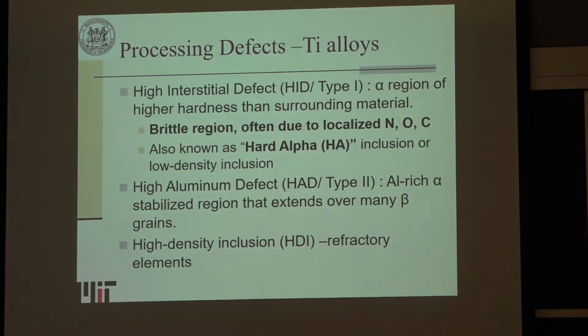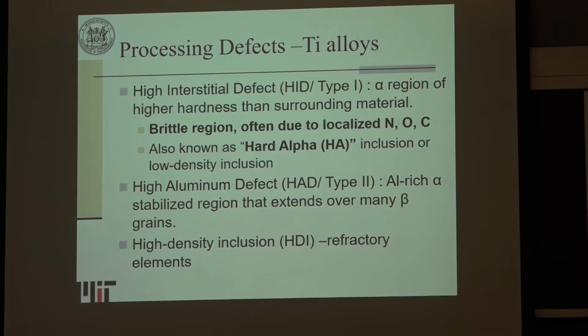So for titanium alloys, there's two main types. The type 1 defect is called a high interstitial defect. And this is an alpha region that has a higher hardness than the surrounding material. Now, one of the things that happens when you have a localized area of high hardness is that's where your crack initiation will occur.